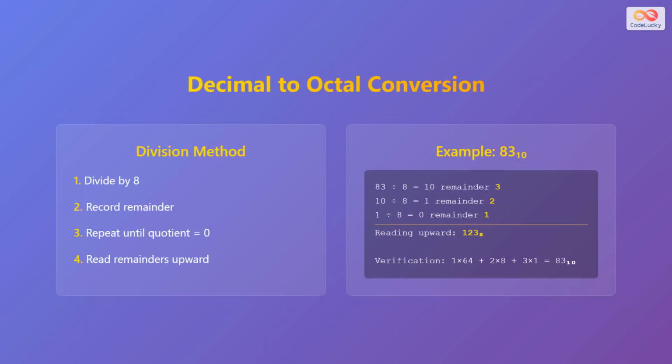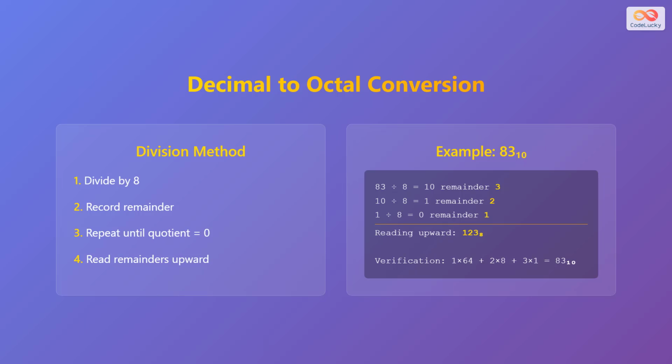To convert a decimal number to octal, use the division method. First, divide the decimal number by 8. Second, record the remainder. Third, repeat this process until the quotient is 0. Finally, read the remainders from bottom to top to get the octal number.